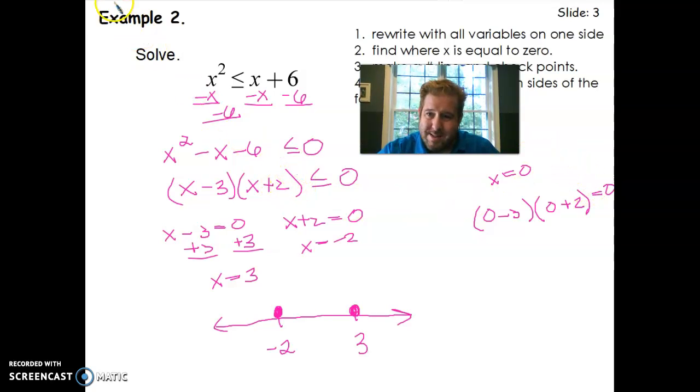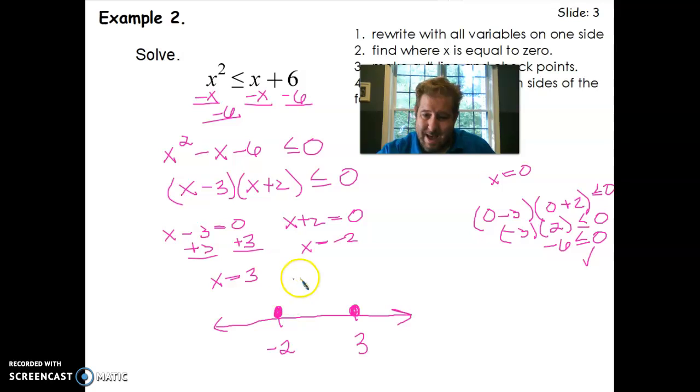So we're looking for whether or not it's less than or equal to 0. So is it less than or equal to 0? 0 minus 3 is negative 3. And if I multiply that by 0 plus 2, which is 2, that gives me negative 6. And that is less than or equal to 0. So yes, that is a solution.